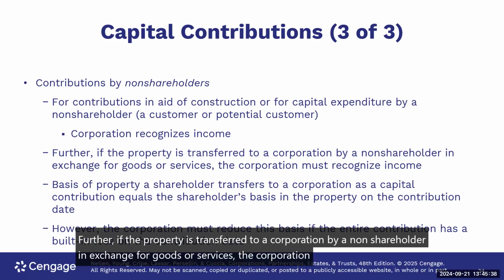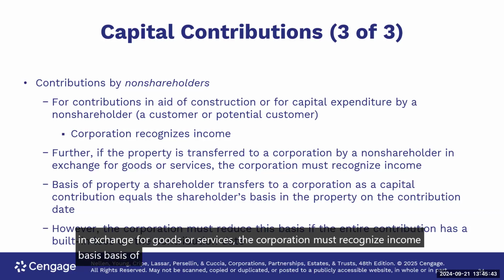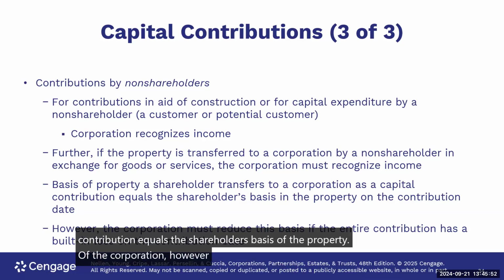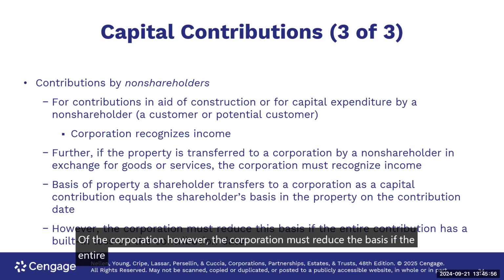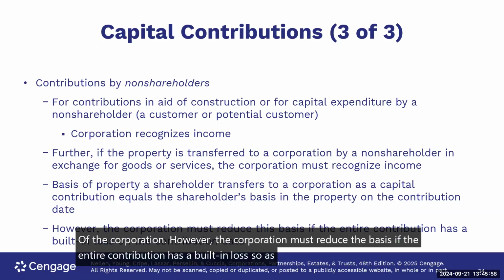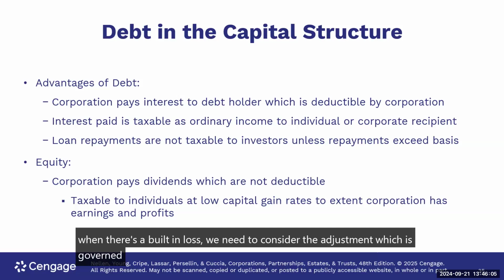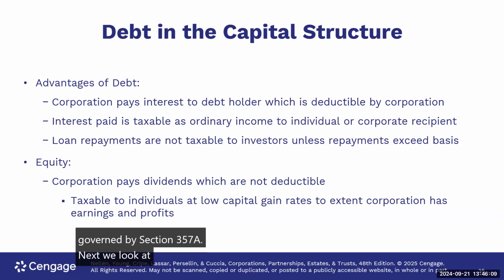Basis of property a shareholder transfers to a corporation as a capital contribution equals the shareholder's basis of the property of the corporation. However, the corporation must reduce the basis if the entire contribution has a built-in loss. So as we mentioned a little earlier, when there's a built-in loss, we need to consider the adjustment, which is governed by Section 357A.